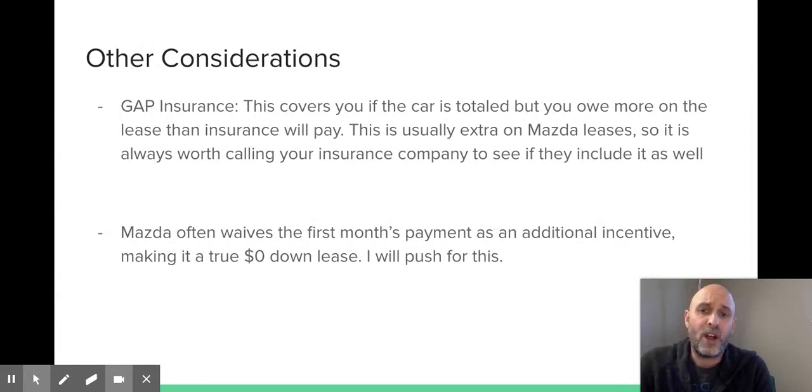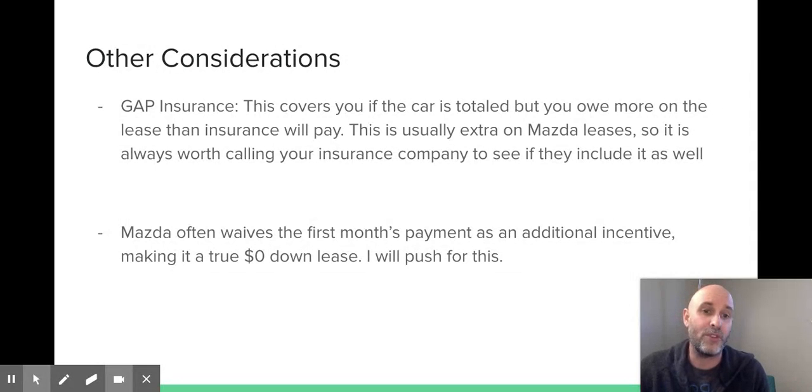Mazda specifically often waives the first month's payment as an additional incentive. So the fun part about this, you go and you negotiate down to $277, and then you only actually make 35 payments. You don't write a check at signing. Not all brands do that. And Mazda doesn't do it all the time. It's a special that they're running. It seems to be running it all the time. But really, it's just they're not taking the money away.